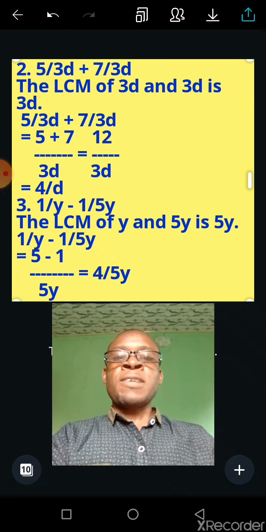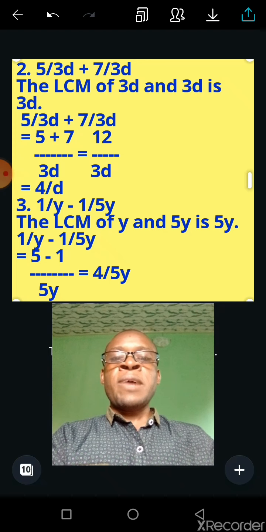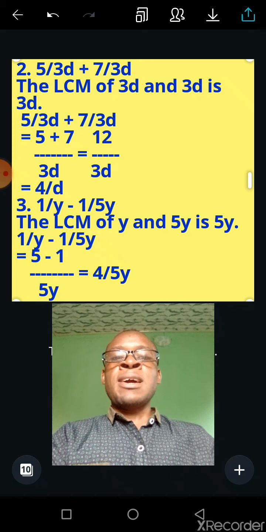So 5 plus 7 gives us 12. We have 12 over 3d. Because 12 can be divided by 3, we say 3 divide 12, which is 4. We now have 4 all over d. That's why the answer is equal to 4 all over d.